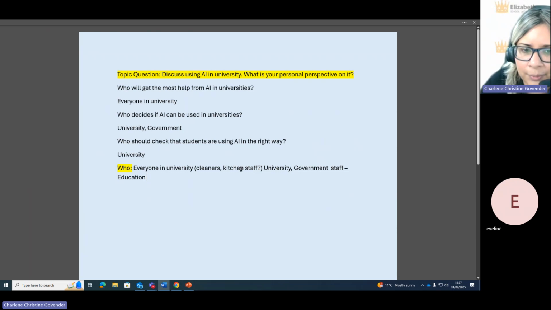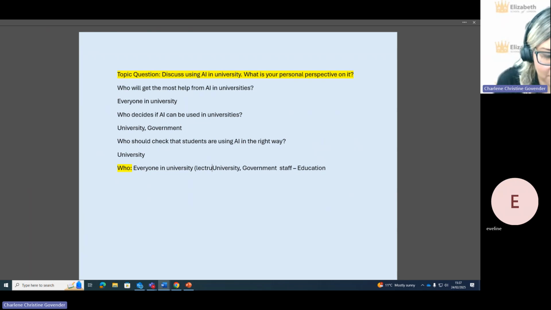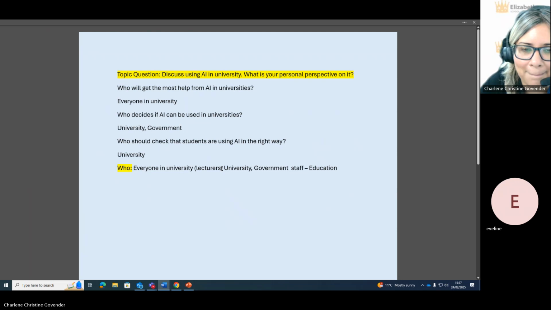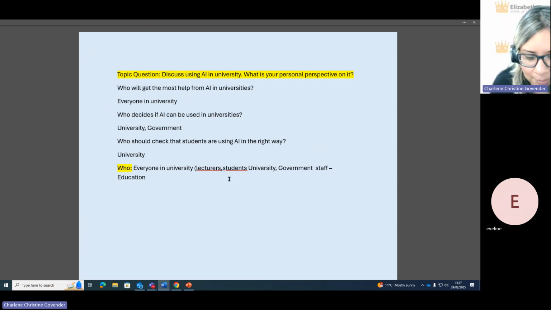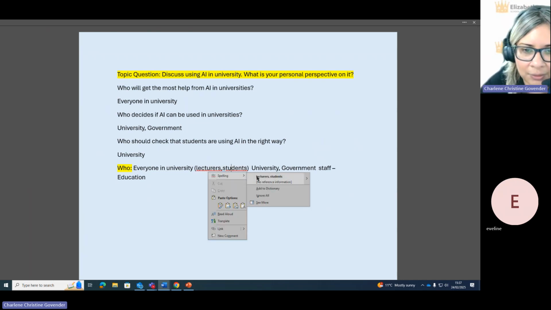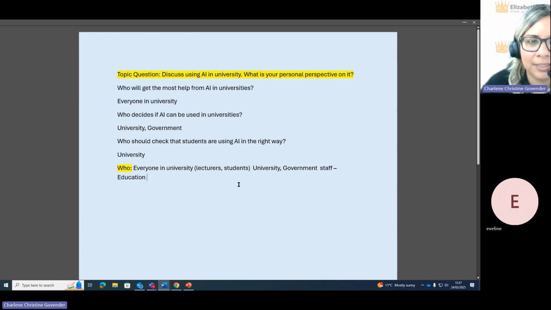So let's go back to everyone in university. Who do you think we will focus on specifically for discussing using AI in university? Teachers. Exactly. So the lecturers or the teachers. Who else? What about yourself? Yeah, students, 100%. Okay. So now we've broken it down into lecturers and students that we will discuss, and we have a bit more direction.